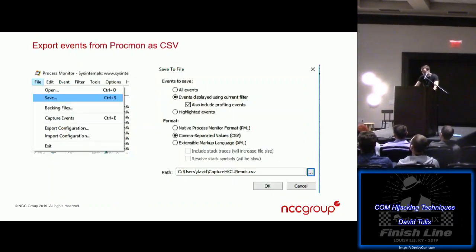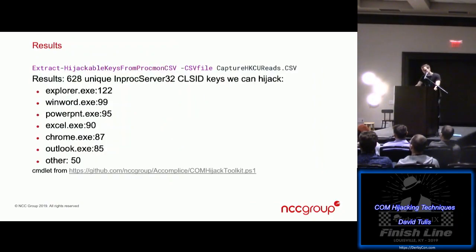Take the results of this, export it to a CSV for analysis. So from the previous sample capture, you can use this commandlet I wrote to just parse the CSV, and from the sample that I took, there was about 628 unique class IDs that were activated across various user processes that were all launched over the 5 minutes of testing that I did.